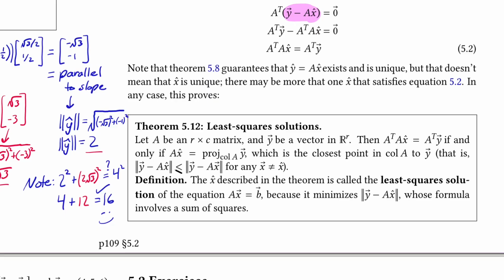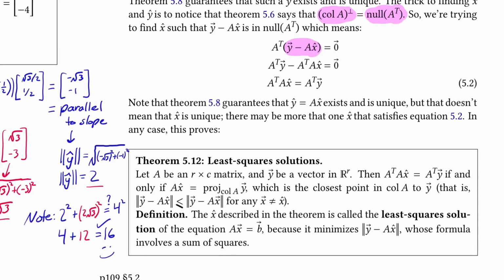Now we call this x hat the least squares solution of this equation because it minimizes the distance from y to A x hat, and the distance formula is a sum of squares. So that's why it's called least squares, because you're minimizing a sum of squares. Okay, so that's the gist of this. Let's do an example.